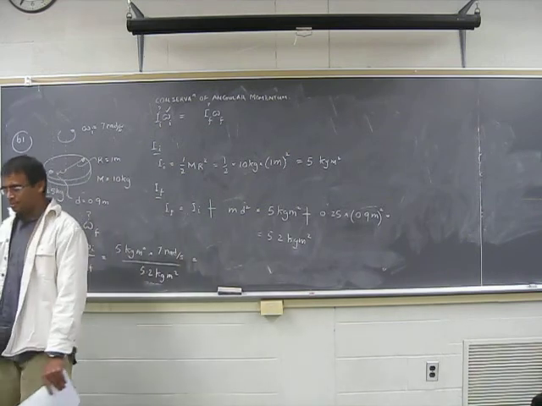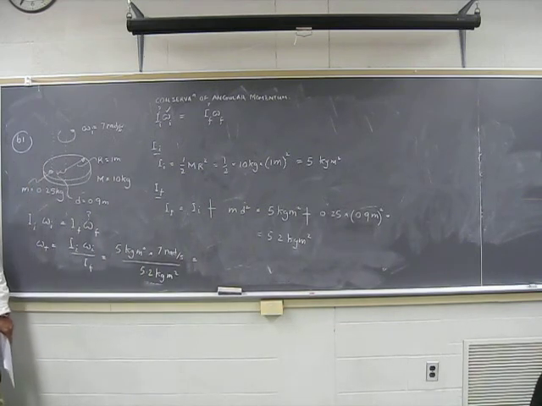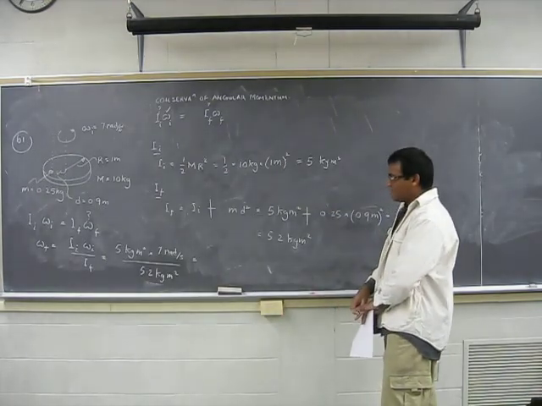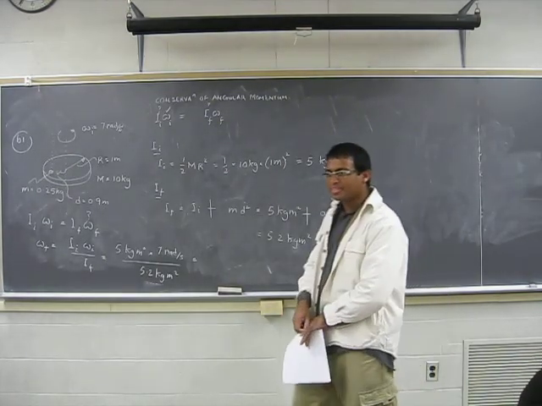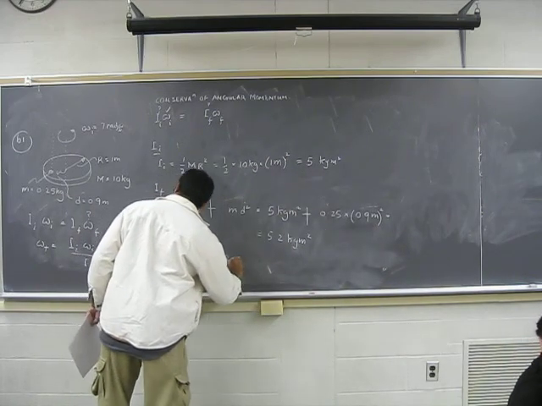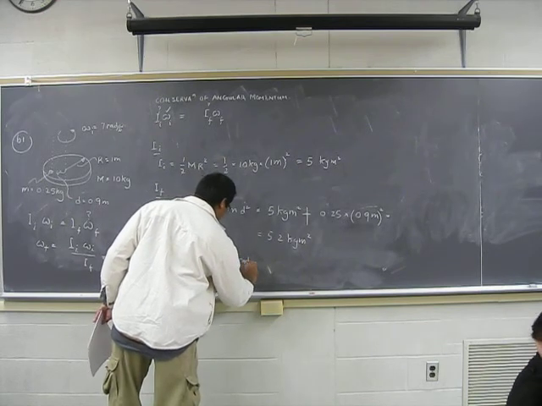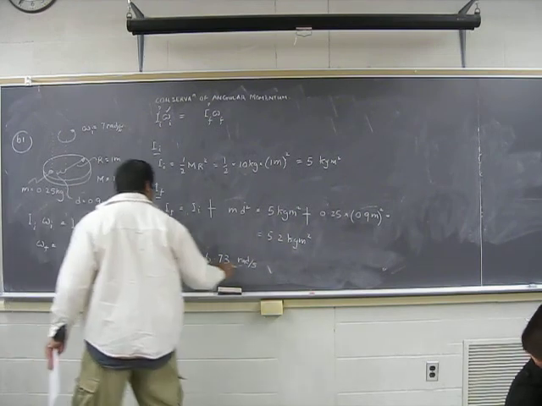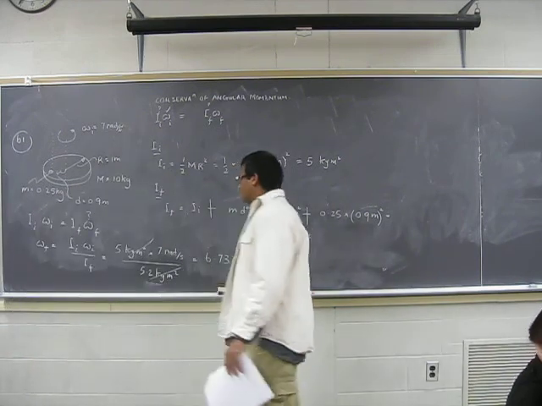Any questions that you don't follow? Everything's good? Sherry? Okay. So let's see, what do we get? 6.73, and that would be radians per second, because this cancels out, this cancels out. That's exactly what we want.